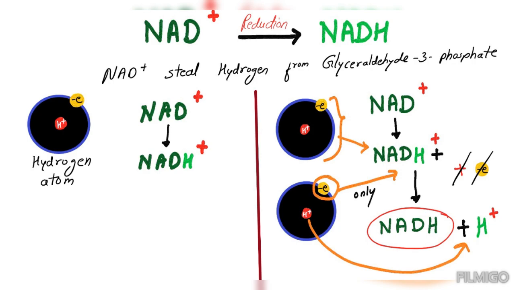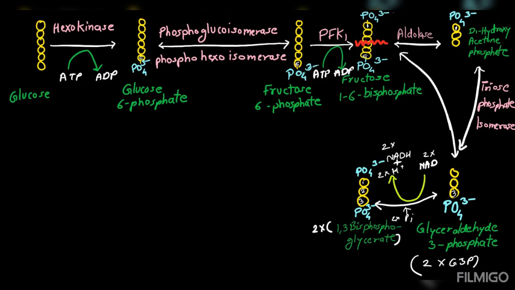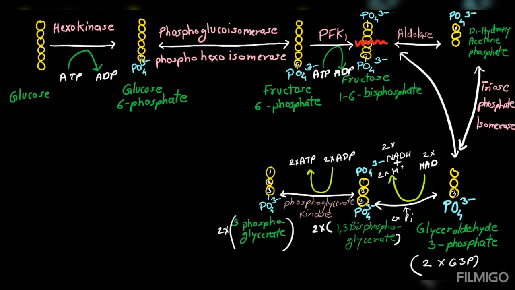So finally what did we get from the 2 molecules of glyceraldehyde 3-phosphate? We got 2 molecules of 1,3-bisphosphoglycerate, and along with this 2 molecules of NADH and 2 hydrogen atoms. In the upcoming videos we will see the usage of the NADH and the hydrogen atom in cellular respiration. But for the time being, just keep this in mind.